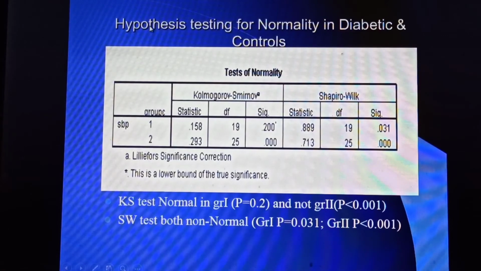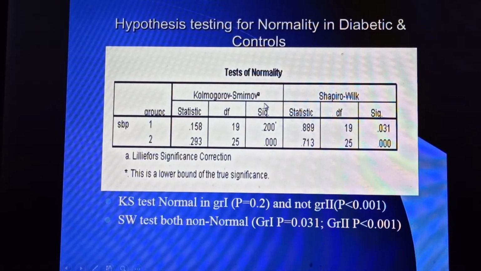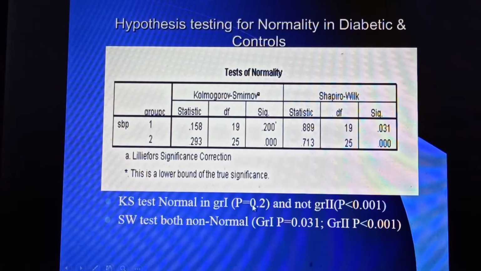So coming to some tests of hypothesis for normality. The widely used ones are Kolmogorov-Smirnov and Shapiro-Wilk. Most of the people were advising Shapiro-Wilk, but my observation is that it is a very, very strict criterion for normality. So if you look here at our data, the Kolmogorov test for normality in group 1 is non-significant.